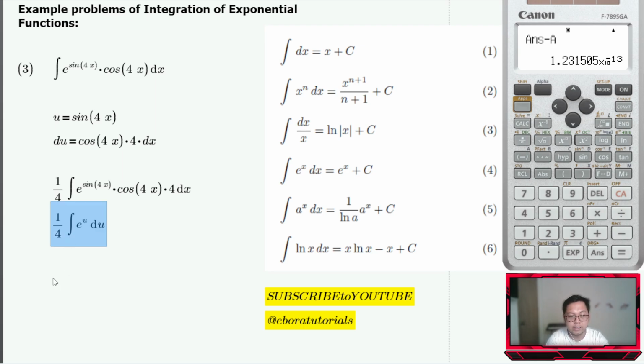Okay. And then next, let's proceed with our, I think, diretso na, no? So we have our answer should be 1/4 times, again, integral of e to the power u is just e to the power u pa din. So e to the power u plus c. Now, in this case, we will substitute the original value of u in terms of x. So u is actually equal to sine 4x. Okay, and then that's it.